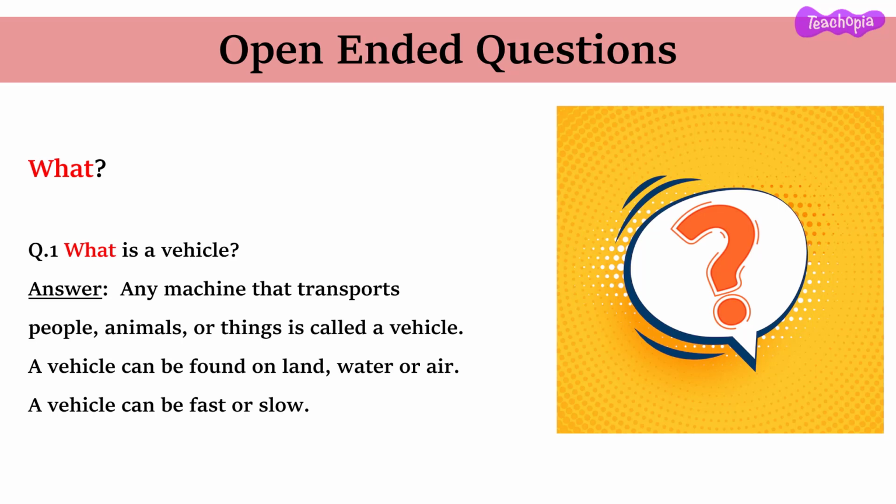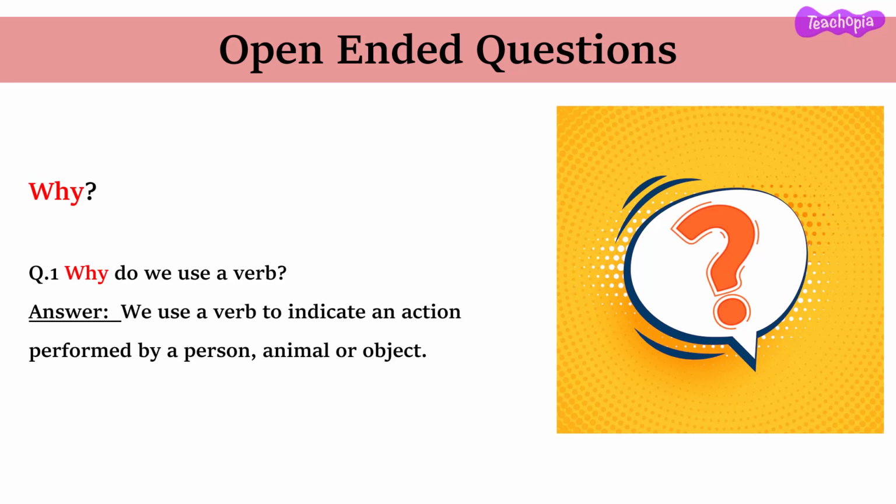What is a vehicle? Now here, the definition of a vehicle is any machine that transports people, animals or things is called a vehicle. A vehicle can be found on land, water or air. Or a vehicle can be fast or slow. The next question starter is why. Why do we use a verb? Now to answer this, we can't just say yes or no or a one-word answer. The answer should be, we use a verb to indicate an action performed by a person, animal or object.